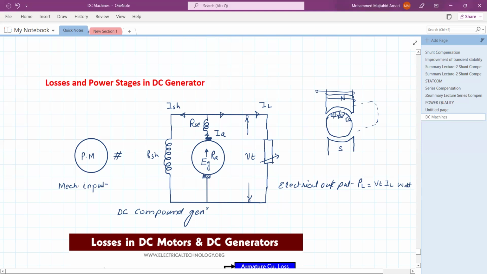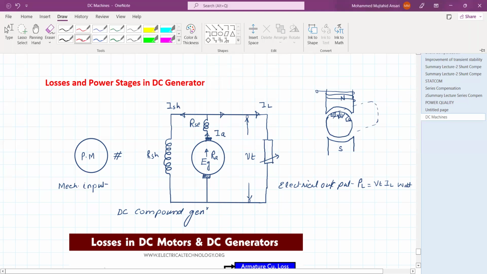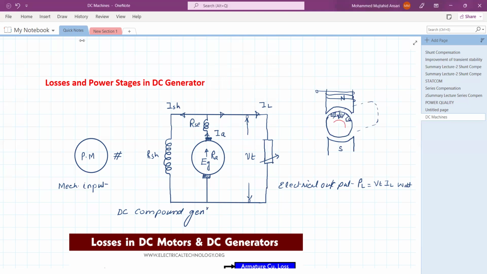So current is going to flow in the form of eddies, or it will circulate, and this current is called eddy current. Now say IE is the eddy current, and multiplying the square of the current by the magnetic material resistance gives the losses, isn't it? So this is called eddy current loss.